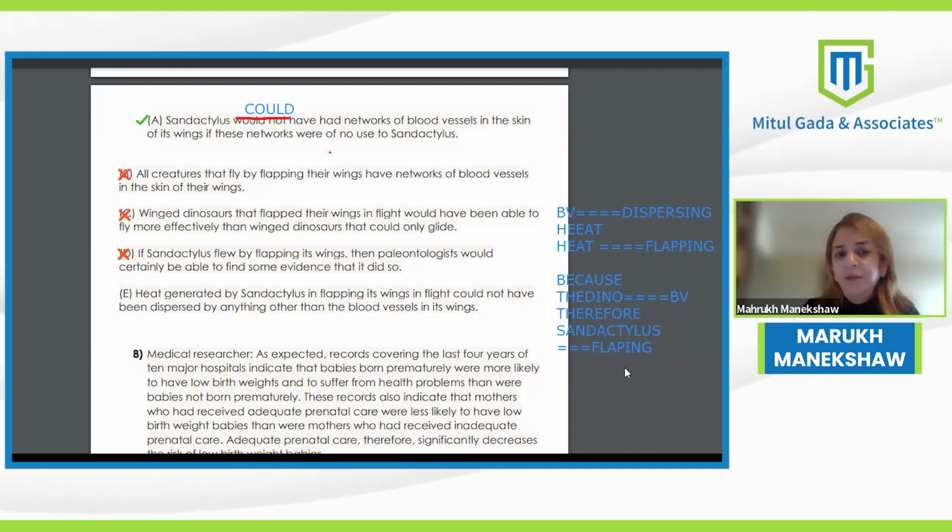E would have been a correct answer if we said we found the Syndactylus flapping, therefore it must have had blood vessels. That's not what we are saying. We're saying blood vessels, therefore flapping, not flapping, therefore blood vessels. Had that been the case, E would have been the assumption and therefore the right answer, not otherwise. So A is the correct answer. It is a nice question and I hope we have got that.